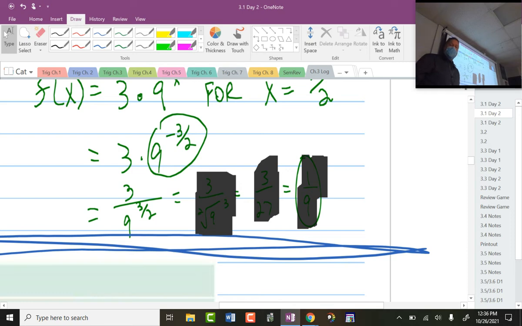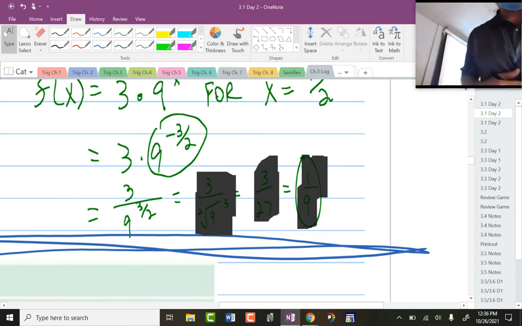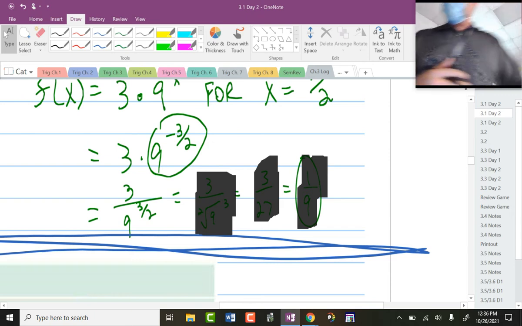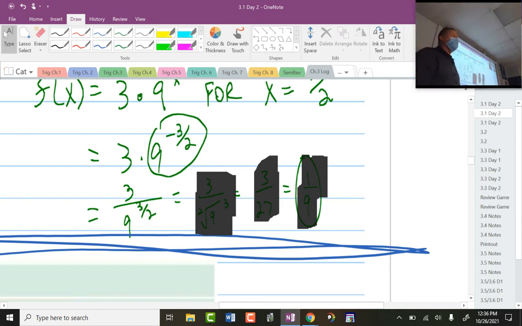All right. Now the next thing. Adam, I felt like you've gone enough. Student number 3, Kathleen. Student number 10, Noah. What does 3 halves power mean? Let's start with this. What's the 2 mean?